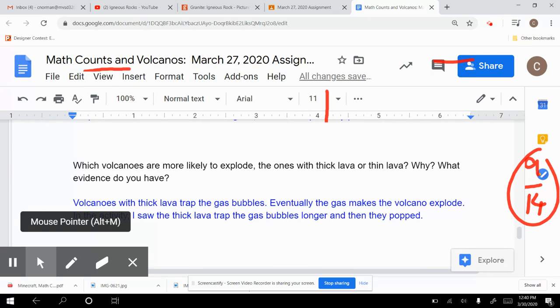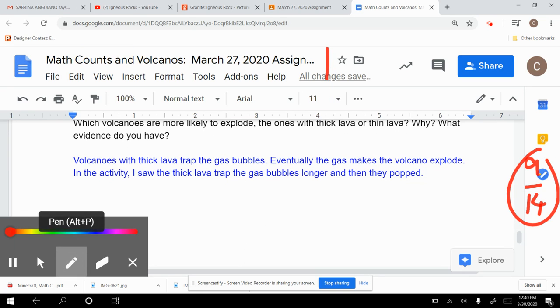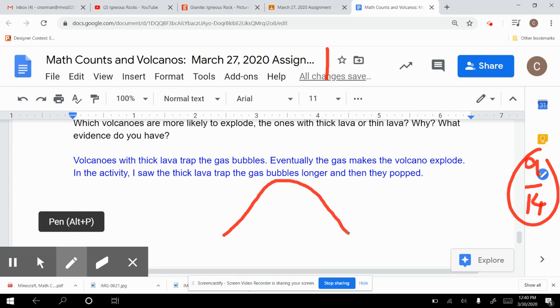Which volcanoes are more likely to explode? The ones with thick lava or thin lava. Why? What evidence do you have? It says here, volcanoes with thick lava trap the gas bubbles. Eventually, the gas makes the volcano explode. In the activity, they saw that the lava gas bubbles get trapped, which makes it explode. So once again, these mountains where the lava comes up and gets trapped and trapped and trapped because it's so thick, those are the ones that explode, as opposed to the ones that are thinner. They don't trap the gases as much, and it just kind of just pours out over the surface.